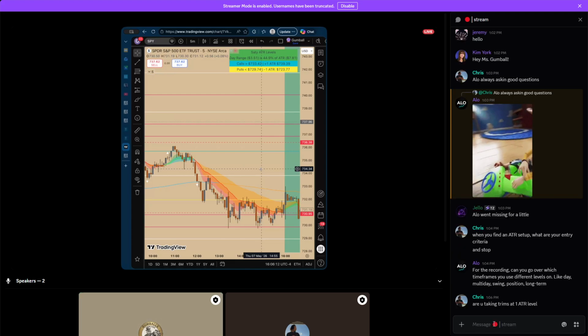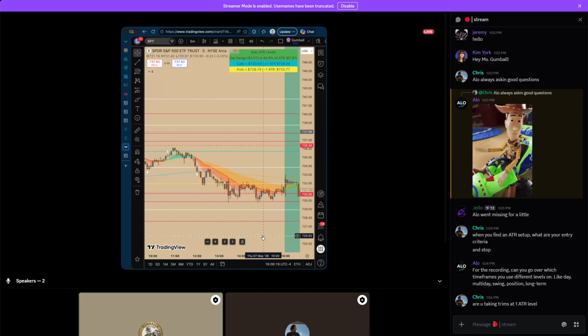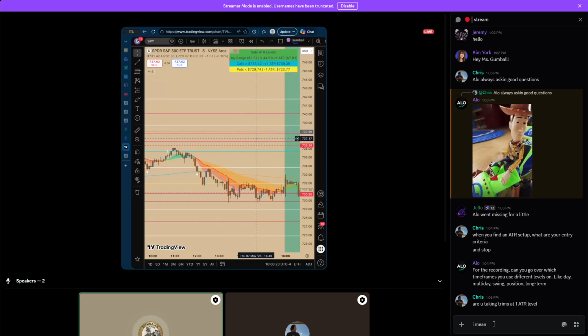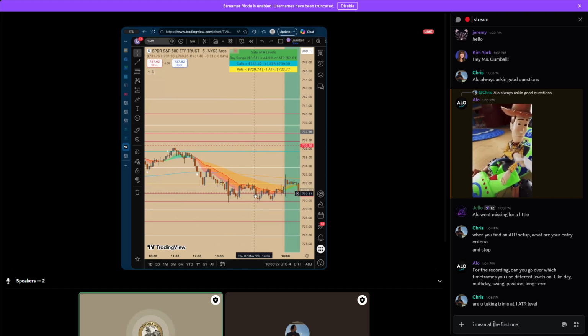And stops, are you taking trims at 1 ATR? So 1 ATR is right here. This is -1 ATR and this is +1 ATR. Whenever I say ATR levels, it's just level to level. These can be ATR levels, but this is the 23.6.